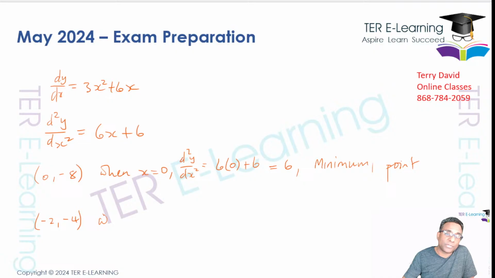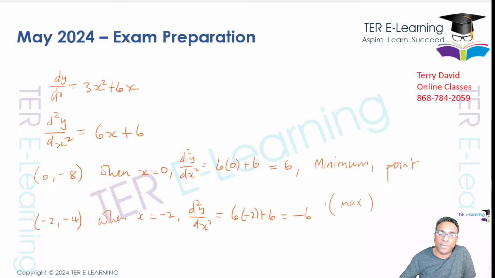Let's work this one out here now. So when x is equal to minus 2, your second derivative here is going to be 6 by minus 2 plus 6. So that's going to be minus 12 plus 6, and you're going to get minus 6. So obviously, if we get a negative sign here, this is going to be a max point. That's going to be a max point.